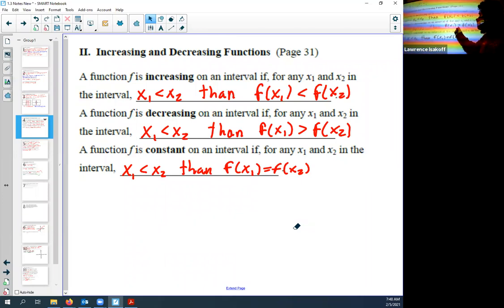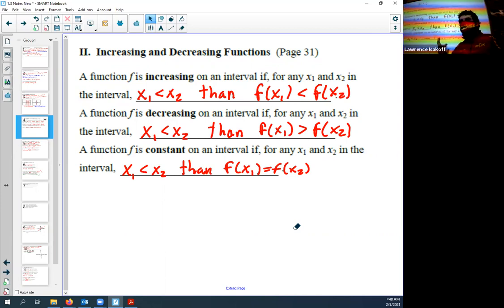We'll notice for decreasing, this inequality sign gets flipped around. That means your earlier y value has to be bigger than your next y value. Again, as you're reading left to right, it's going downhill. For something to be constant, those y values need to be the same. So it's going to be level if it's constant.